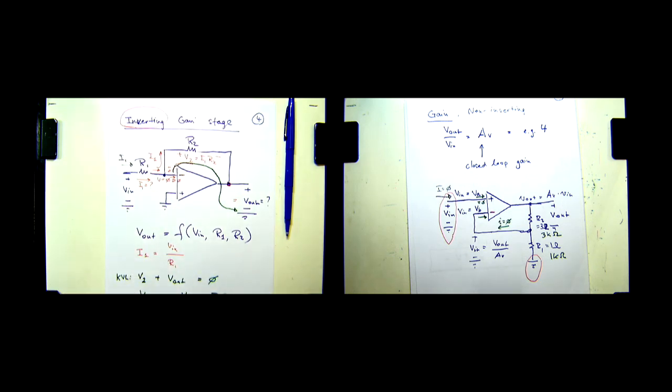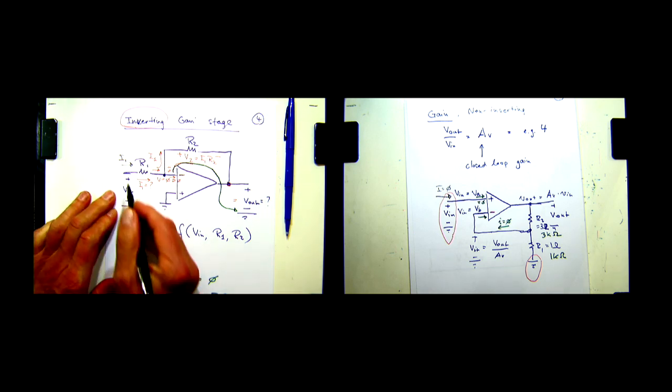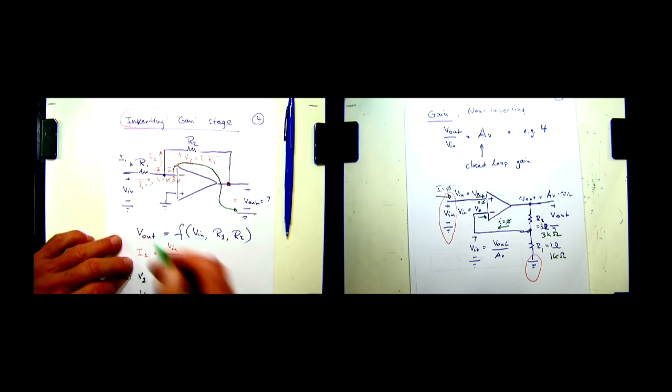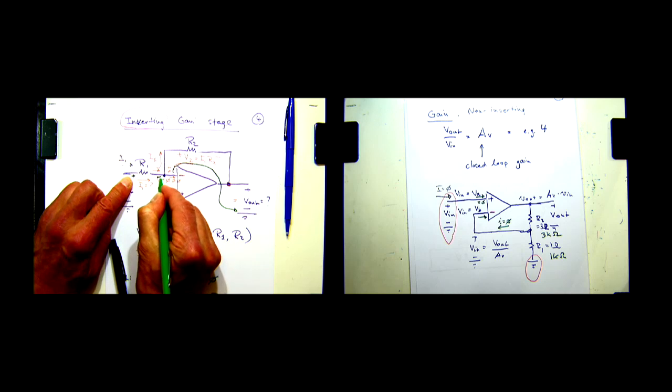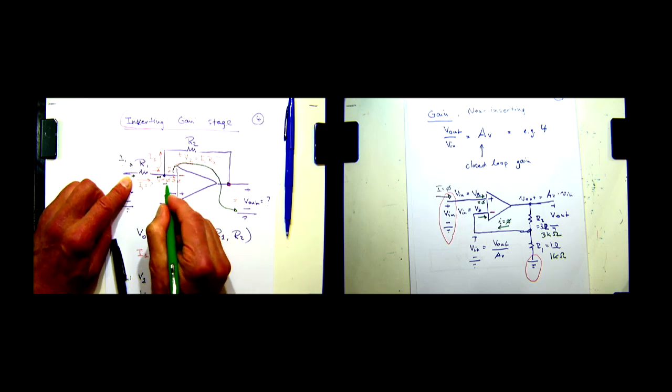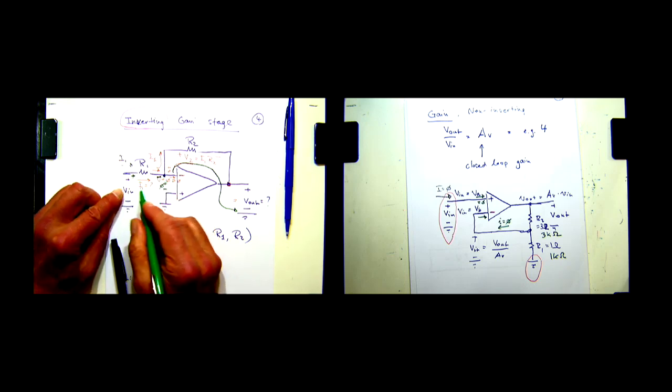Yes? Why is I1 not equal to 0? Because the voltage across this resistor here, we have Vin here, and here we have 0. The voltage across the resistor is Vin. Right? This voltage here is 0. So the voltage across the resistor is just Vin.